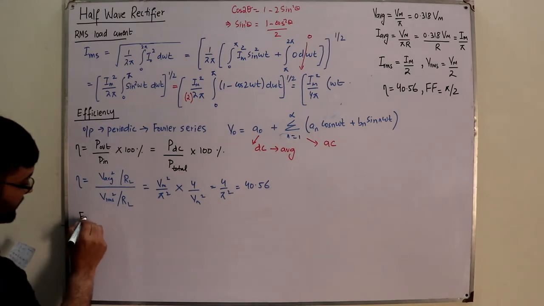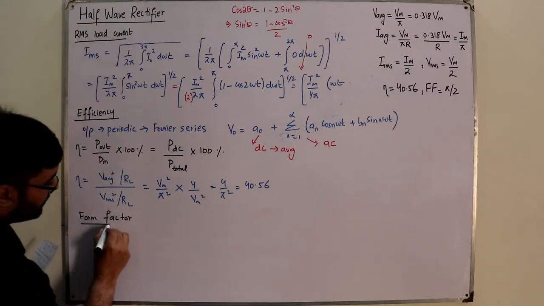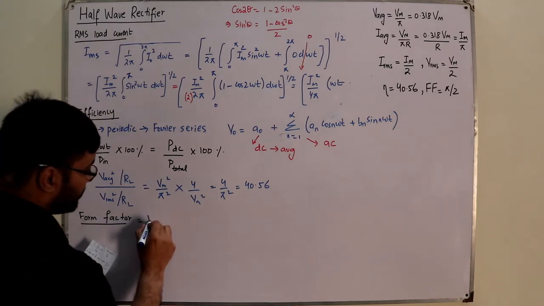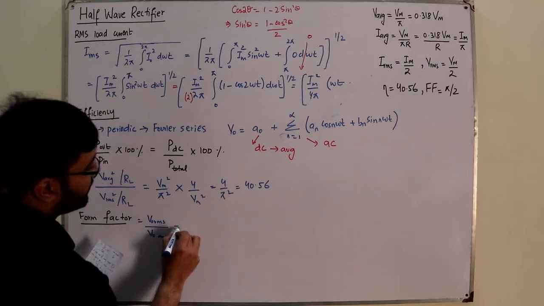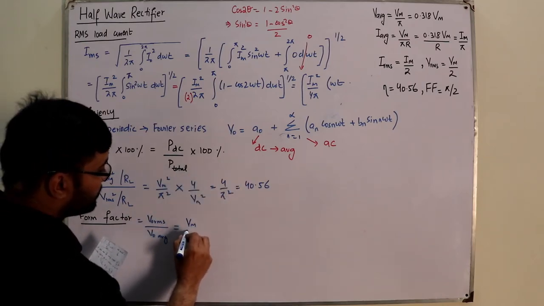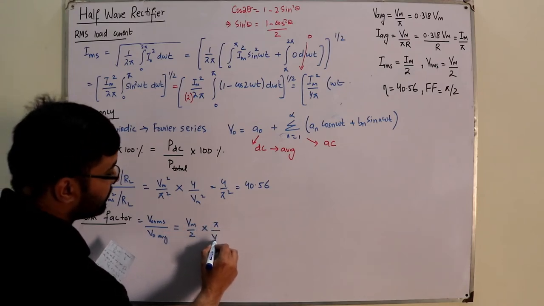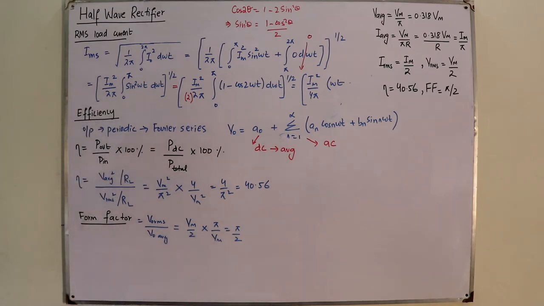Why am I in a hurry? I don't know, maybe because I've taken some time without doing anything. So form factor is equal to the RMS output divided by the average output: V naught RMS divided by V naught average. V naught RMS is Vm by 2, multiplied by pi by Vm. This comes out to be pi by 2. Is that fine? So this is about the form factor.